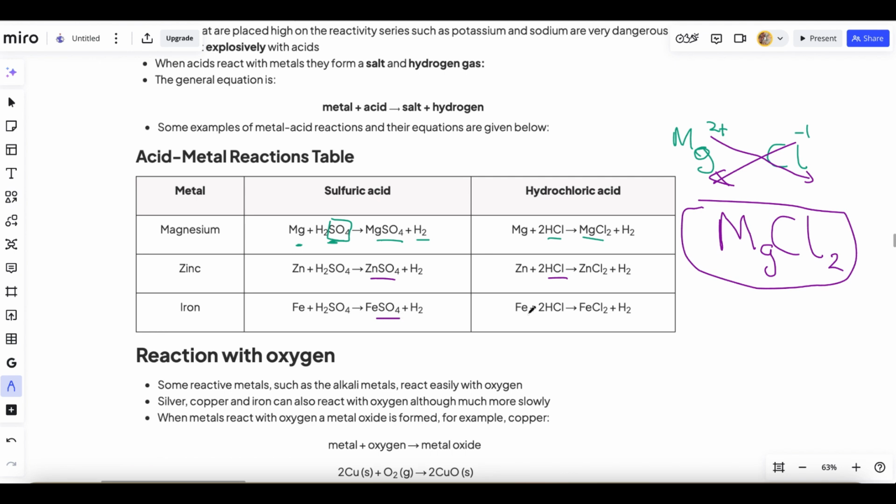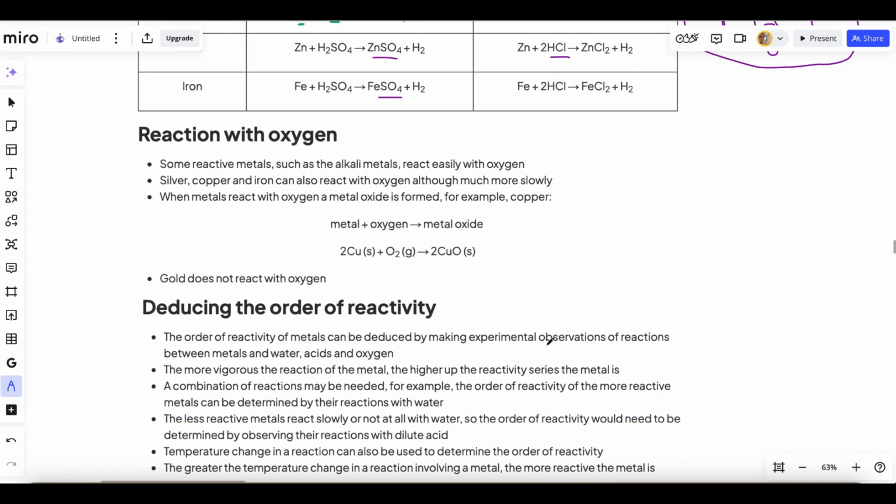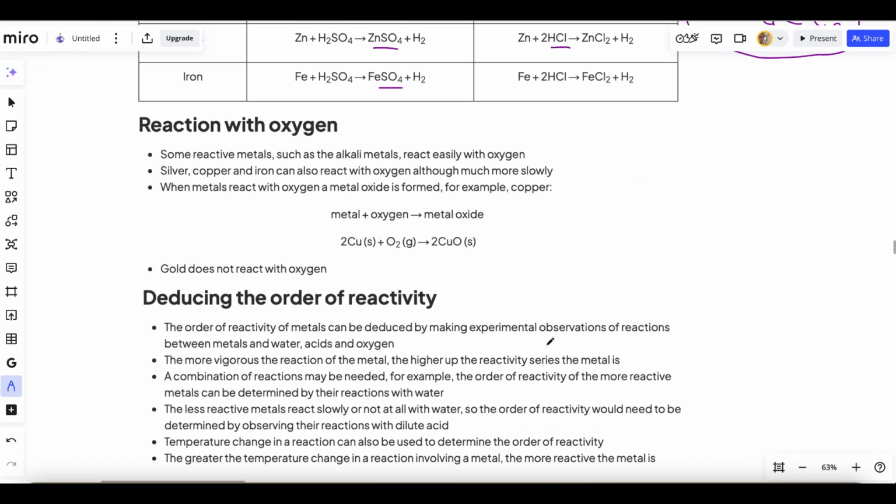Now, in the same vein, when iron reacts with hydrochloric acid, it forms what? Iron chloride. The same thing that I've explained here, because iron has 2+. So you get iron chloride plus hydrogen gas. Is that okay? So that is the reaction with dilute acid. Now let's take a look at the reaction with oxygen, which we've looked at in the previous case. We said that gold does not react with anything.